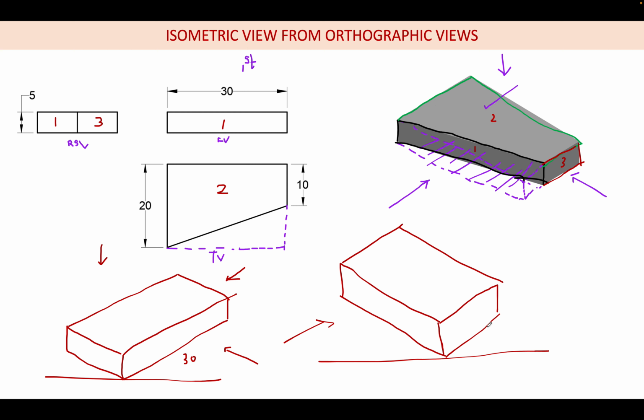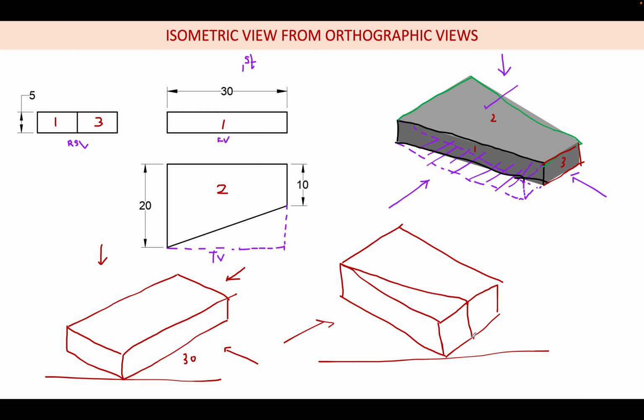Like this I am saying. So now the right side will be visible. So now what we are going to do, we have drawn the box, but this is not the object. So here we are going to mark the midpoint at 10 mm, and from this we are going to draw two lines.